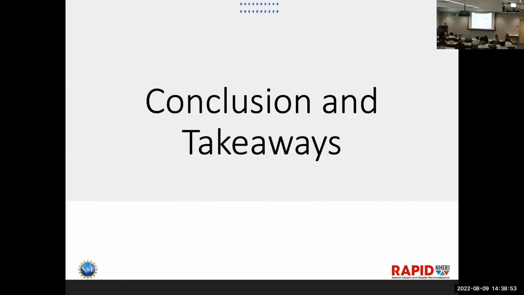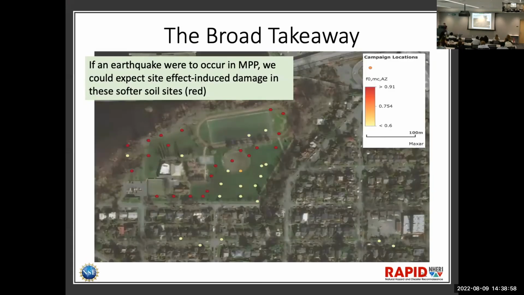And then in terms of conclusions, what can we learn from all of this? In terms of the big picture, as I talked about at the beginning, if an earthquake were to occur in this park, we could expect a higher site-induced damage in these softer sites in red. And there's a significant boundary between the two that could be explored more in a more in-depth site characterization.